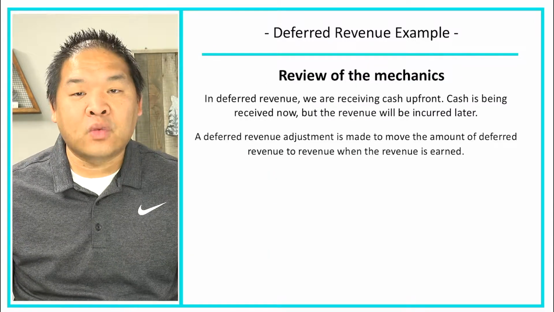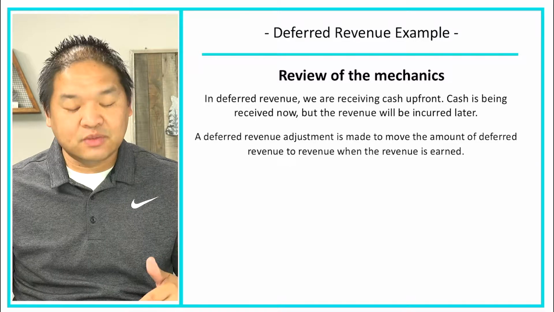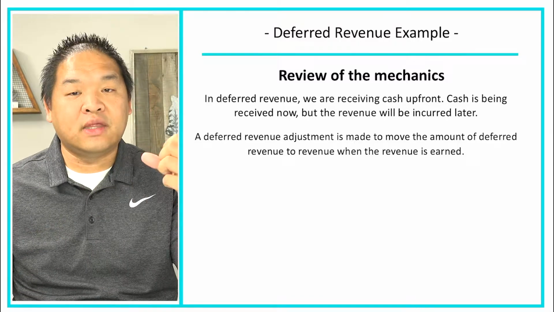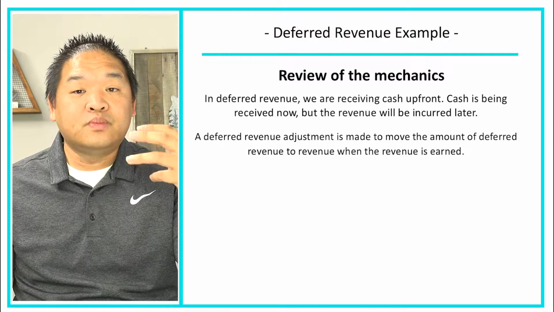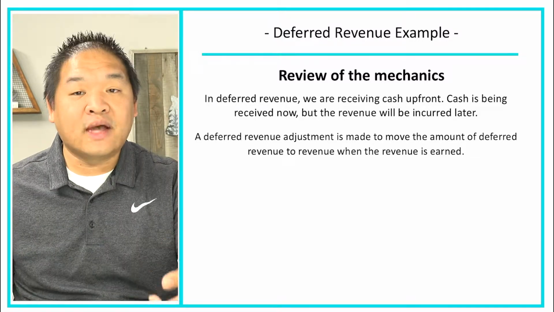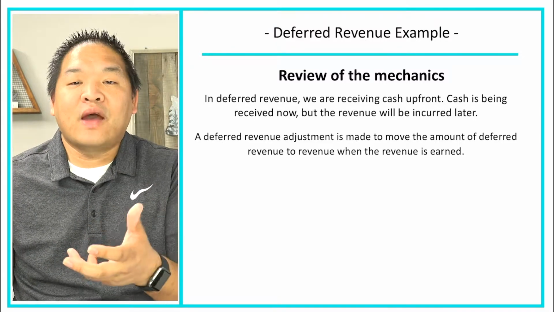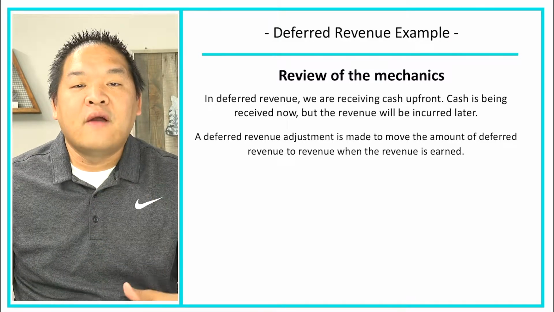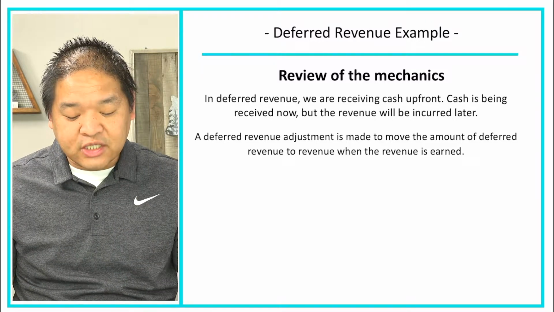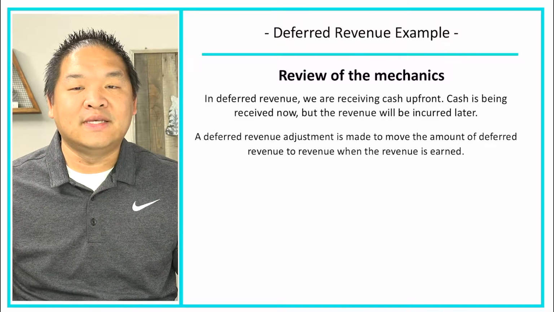Now, in a deferred revenue situation, we are receiving the cash up front from our customers. Cash is being received now, but the revenue will be earned later. So in that chart that I showed you, we performed the services that we were going to, or we provided the product, and we should have $3,000 in revenue, but we only booked $2,000. Why is there a difference? Well, we haven't booked the revenue for that $1,000 that we've earned from that deposit that we received from the customer a while back. Now, a deferred revenue adjustment is made to move the amount of the deferred revenues to the revenues when the revenue is earned.